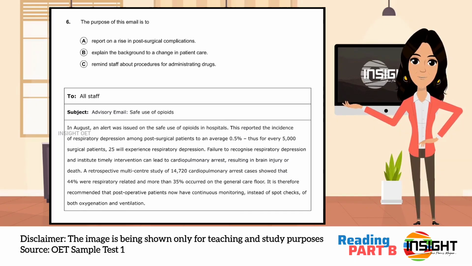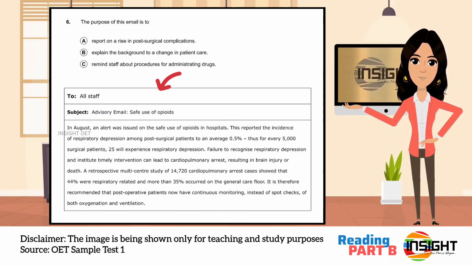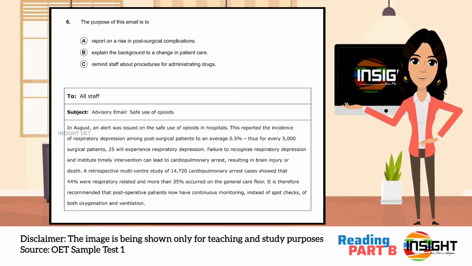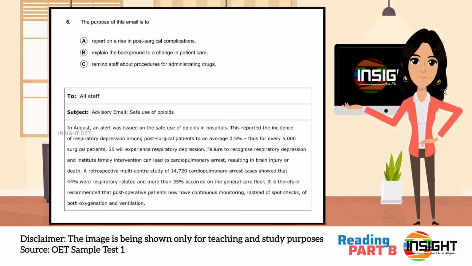The question asks to find the purpose of the email. From the heading, or the subject line of the email, it is clear that the email is to all staff and it's regarding the safe use of opioids. So let's read the email. In August, an alert, or warning, was issued on the safe use of opioids in hospitals. This alert reported the incidence of respiratory depression among post-surgical patients to be an average of 0.5%. That means, for every 5,000 surgical patients, 25 will experience respiratory depression.